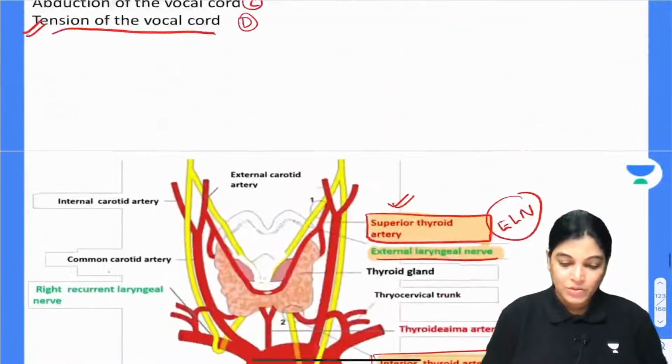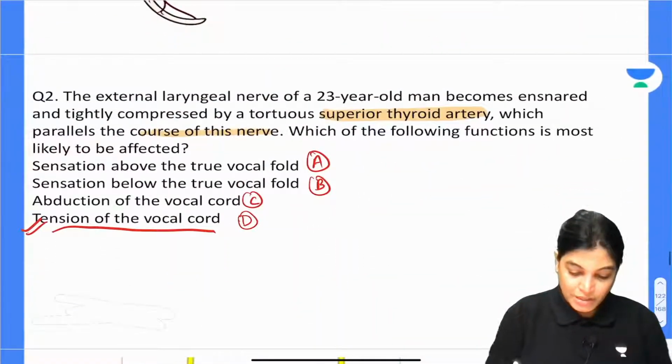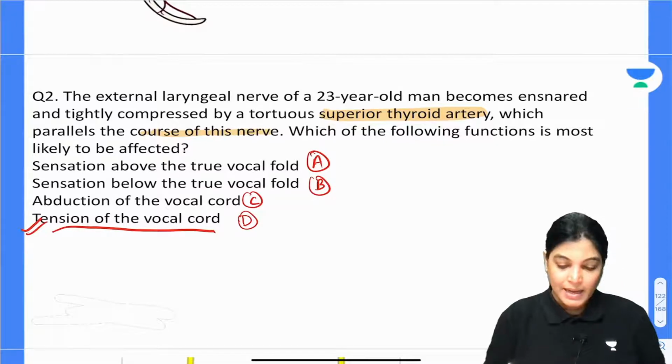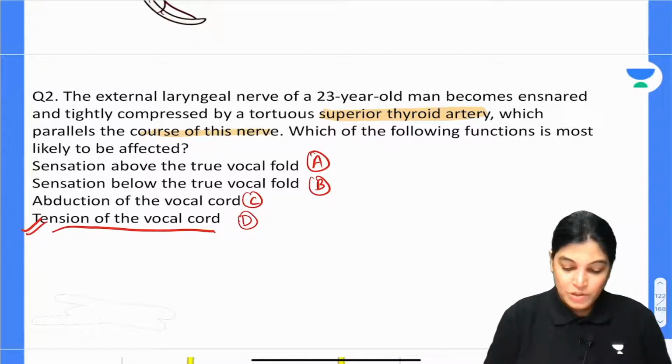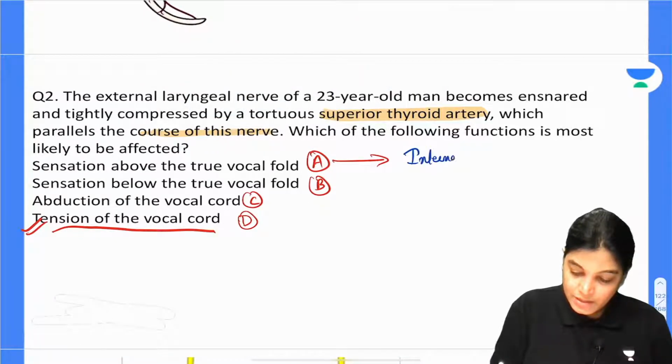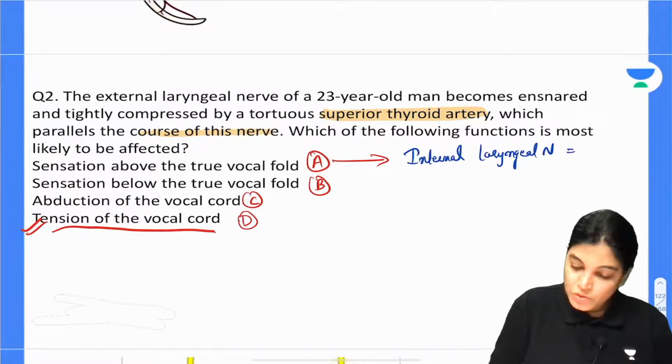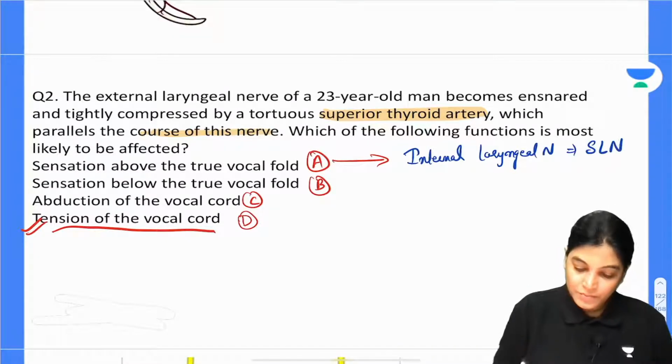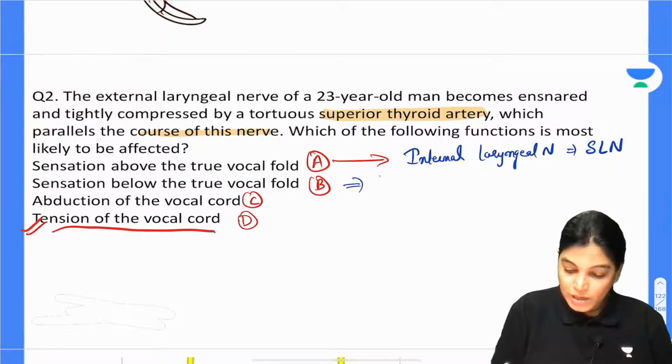So, see here, coming to the options. Sensation, that means we have got D as the correct answer. Now, sensation above the true vocal cord, which nerve? The answer will be the internal laryngeal nerve, which is a branch of the superior laryngeal nerve. Sensation below the vocal cord is given by the recurrent laryngeal nerve.